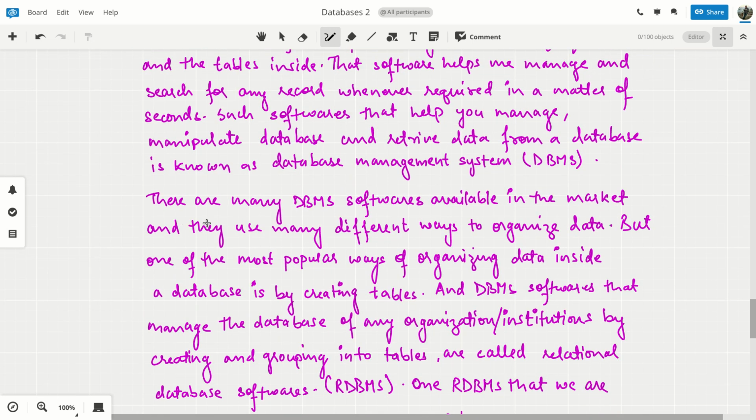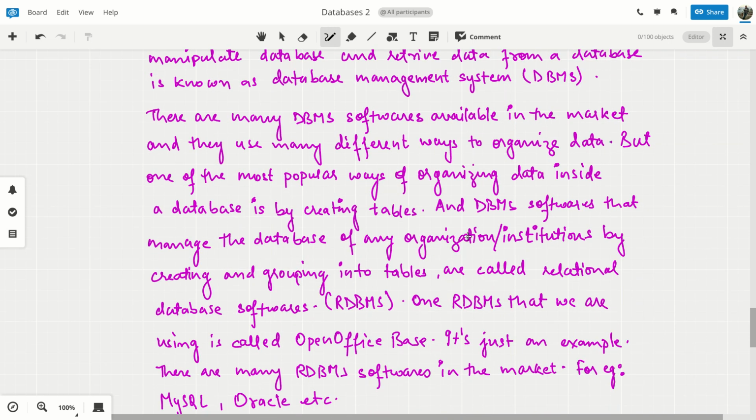So she said there are many DBMS software available in the market and they use many different ways to organize the data. But one of the most popular ways of organizing data inside a database is by creating tables. And DBMS software that manage the database of any organization or institution by creating and grouping data into tables are called relational database management systems. So we can say they are known as relational database management systems.